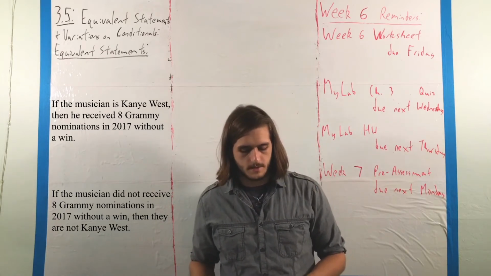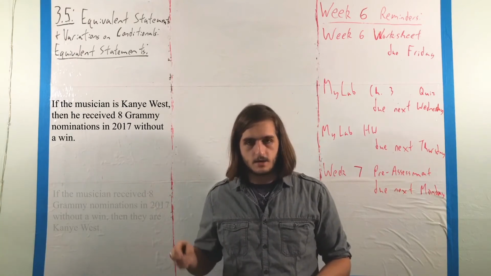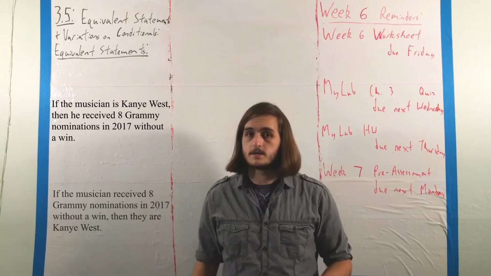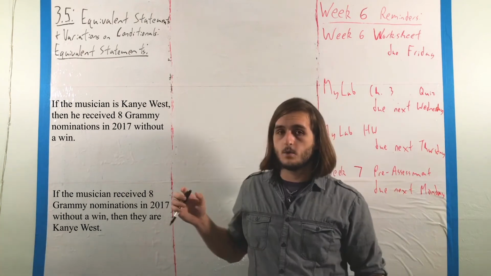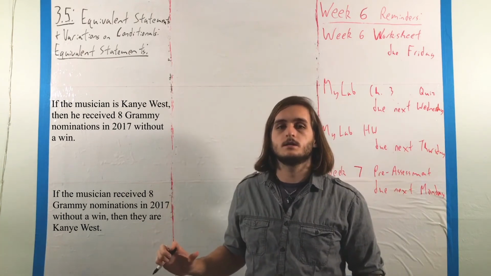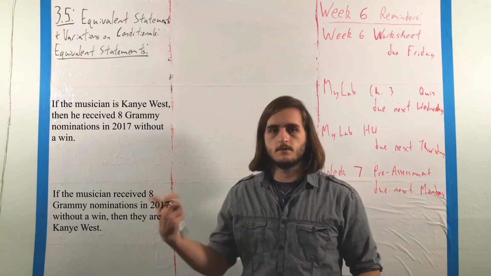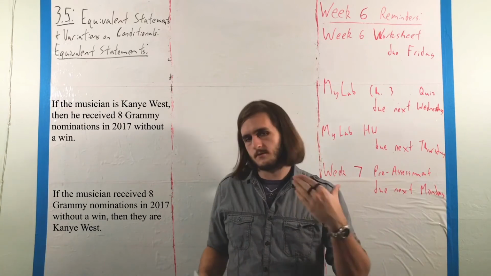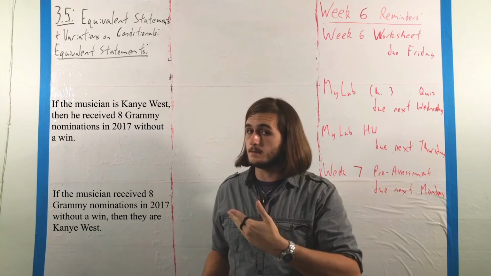From there, we can also think about another similar statement. If the musician received 8 Grammy nominations in 2017 without a win, then they are Kanye West. If you pay attention to this, what you can see we did is, from our original, we took the antecedent and the subsequent, and flipped them. So we changed the order of the information. We went from a P then Q statement to a Q then P statement.